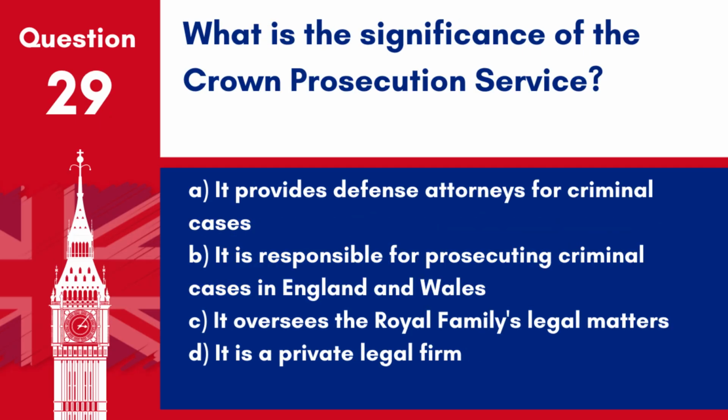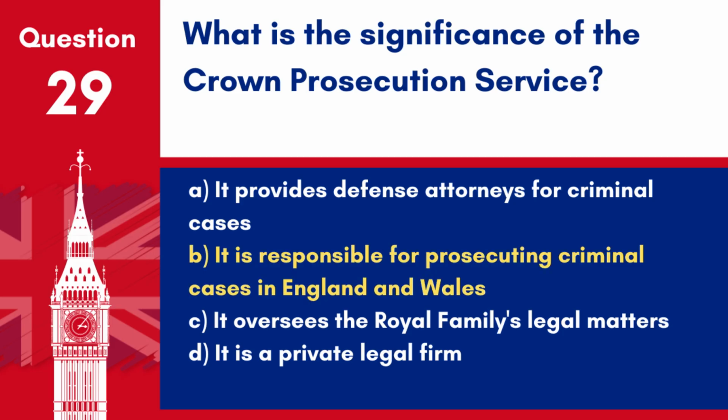Question 29. What is the significance of the Crown Prosecution Service? A. It provides defence attorneys for criminal cases. B. It is responsible for prosecuting criminal cases in England and Wales. C. It oversees the royal family's legal matters. D. It is a private legal firm.